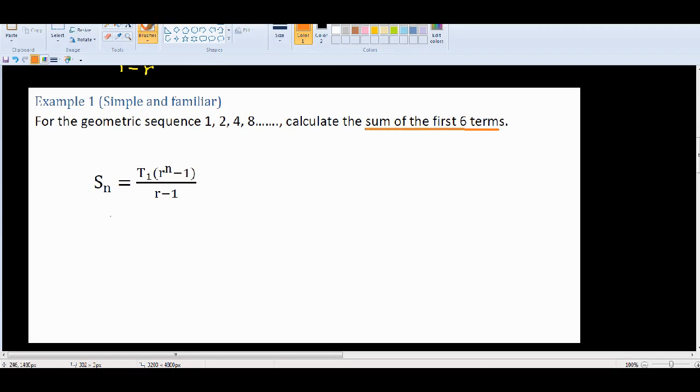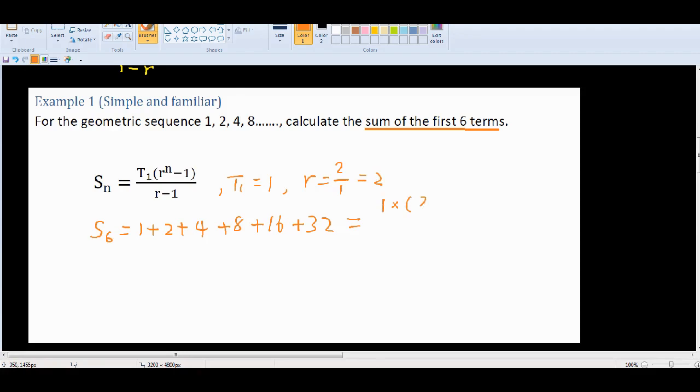So what does it mean? It means S6 equals 1 plus 2 plus 4 plus 8 plus, so there are only 6 terms, so we don't mind writing all of them. Of course you can use a calculator, but since we have just learned the formula, let's try to use the formula. In this case, T1, the first term, will be 1, and R, you can use second term divided by first term, or third term divided by second term. Got 2, okay? So let's apply the formula this time.